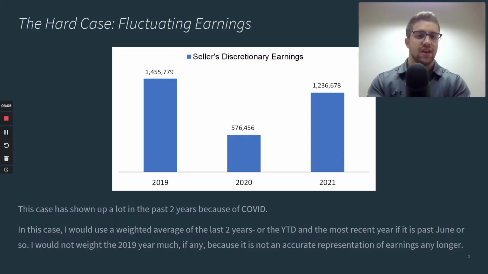So in this case, you see the business did 1.45 in SDE, then 576, then 1.23. My argument to a buyer or a seller, and to substantiate the valuation, would be that the COVID year was obviously hampered significantly, and then it started to improve in 2021. So I would then look at mostly 21 and the partial. I would put very little to no weight on these 2 years.